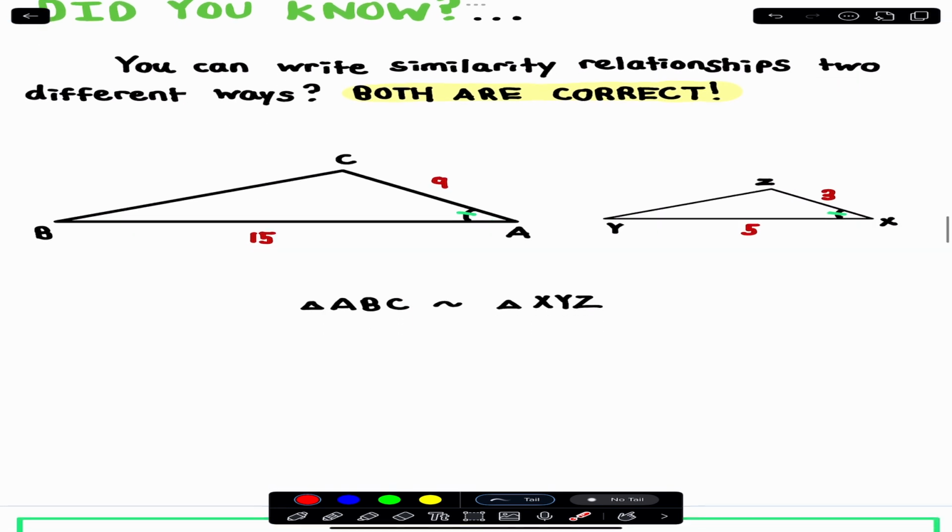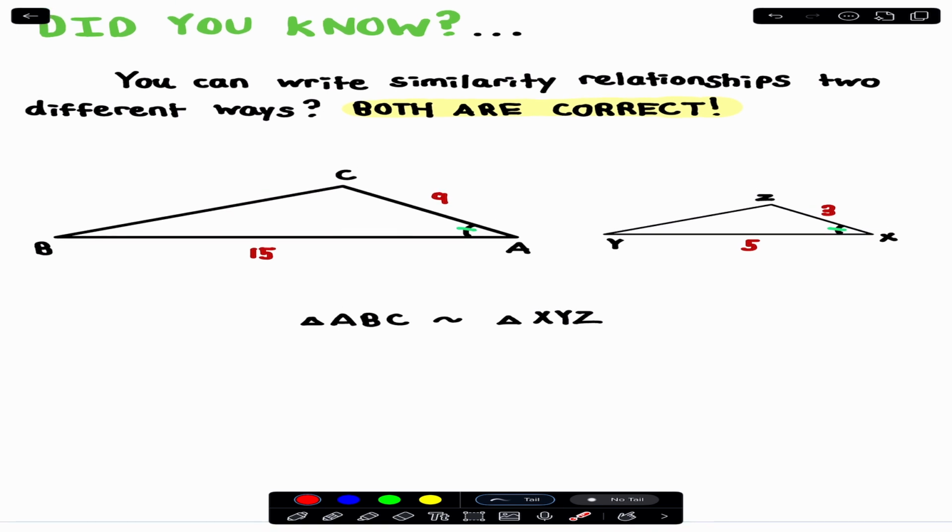So in this diagram, we have triangle ABC is similar to triangle XYZ. And just as a little bonus, for those of you paying attention, how do we know this? Well, we have, as you can see, a side, an angle, which is equal to each other because of this tick, and another side. Since this angle is in between the sides, we have SAS similarity. Indeed, 15 divided by 5 is equal to 9 divided by 3.